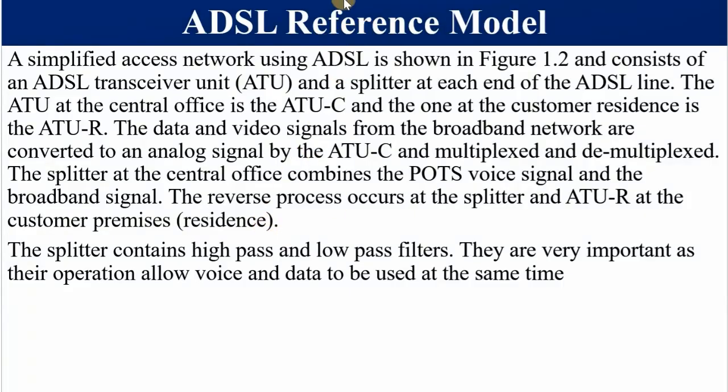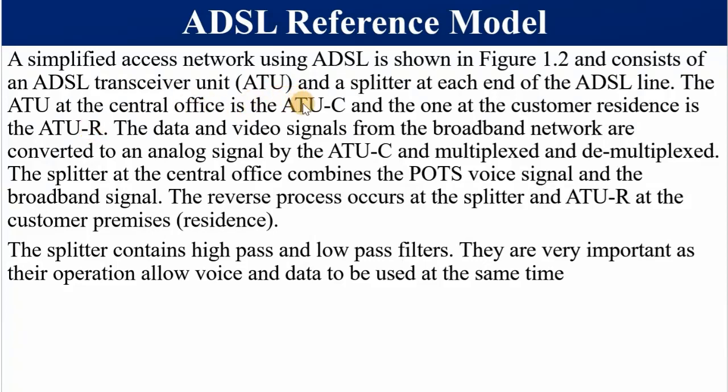This slide is simply repeating the previous ADSL reference model, and to summarize, we are saying we have got two transceivers, ATUC and ATUR. ATU stands for ADSL transceiver unit, C standing for central, and this is found in the DSLAM at the exchange. This R stands for remote, and this transceiver is found at the subscriber or customer's premises. These two are responsible for modulation and demodulation depending on whether it is upstream or downstream.